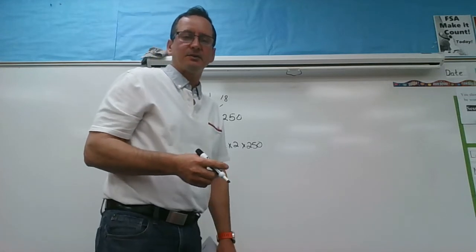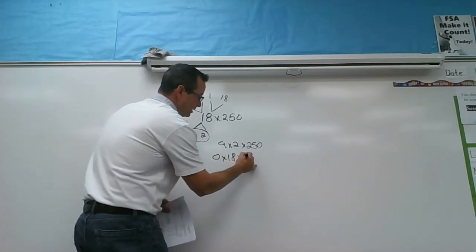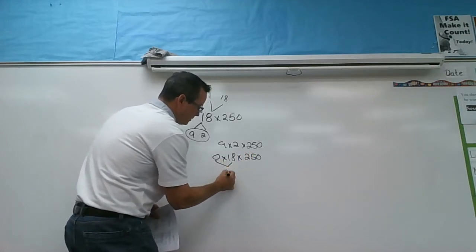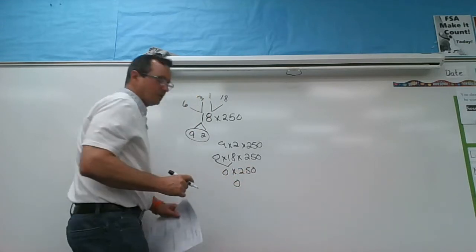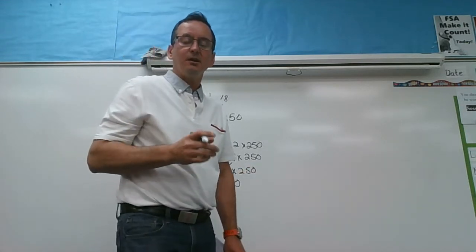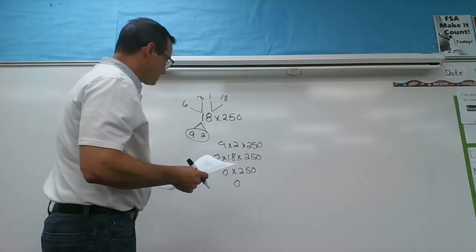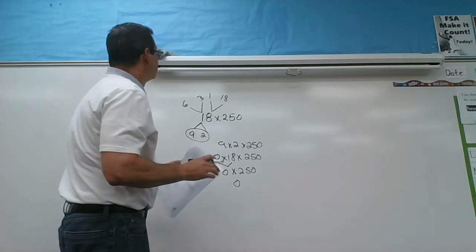We know that if we multiply 0 times 18 times 250, let's say, 0 times 18 is 0, and then 0 times 250 is 0. So anytime you multiply 0 times any number, it's always going to equal 0. The answer is very straightforward, so the answer to this question is A.